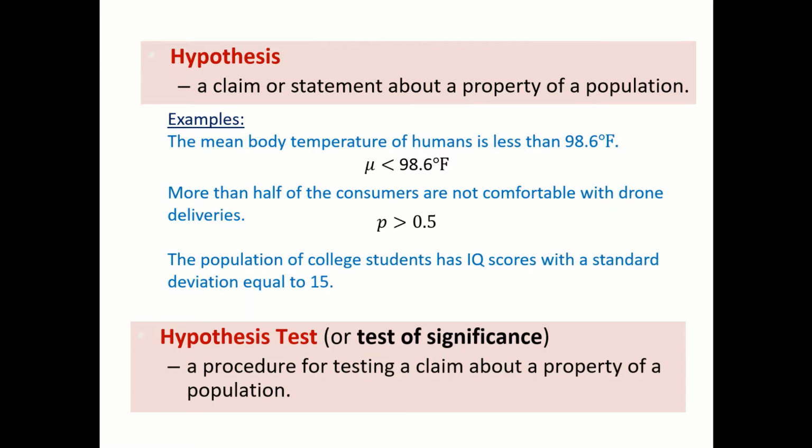The last hypothesis. The population of college students has IQ scores with a standard deviation equal to 15. So the last population property we're talking about is the population standard deviation. We use sigma. So sigma here is equal to 15. That is this hypothesis in symbolic form.